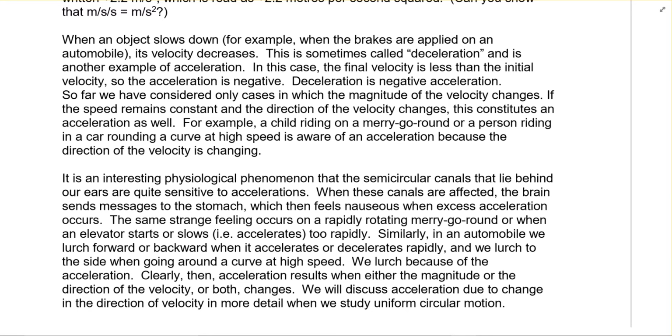So I'd like you guys to just pause the video and read through this. This part here is interesting because it's going to come up again in our circular motion unit. For now, don't get too confused by it, but it is going to be important later on.